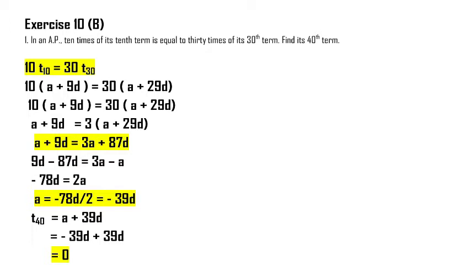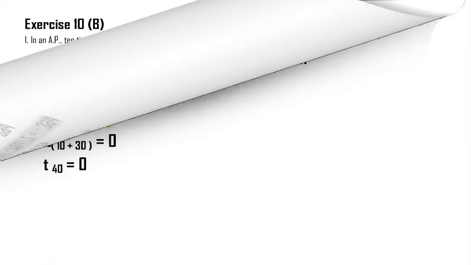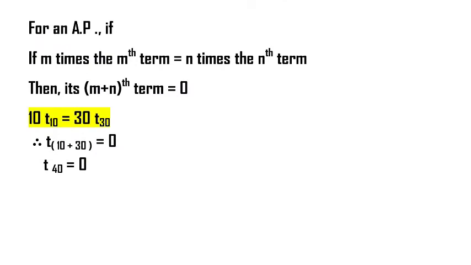So in the question it was asked to calculate T40. So T40 is equal to A plus 39D. In the place of A, substitute minus 39D. Minus 39D plus 39D gets cancelled. The value of T40 will be equal to 0. So there is one more method which we can apply to solve this problem. Move to the next slide and observe over here.